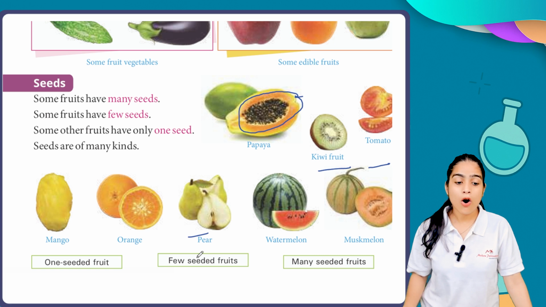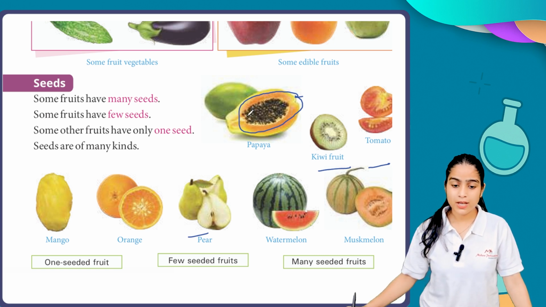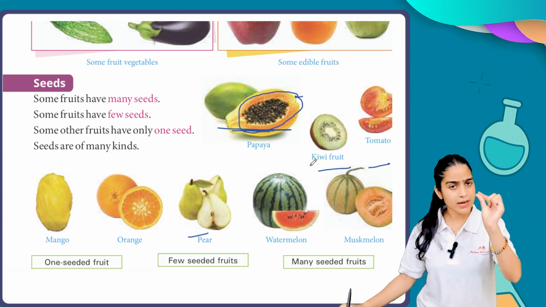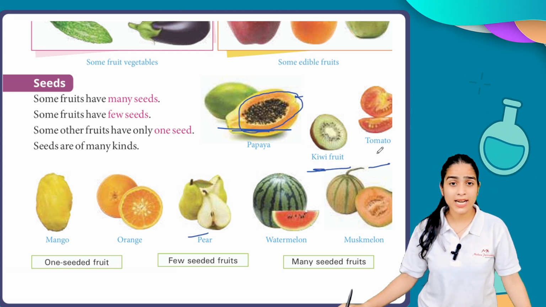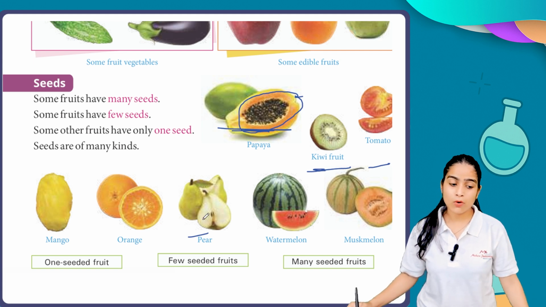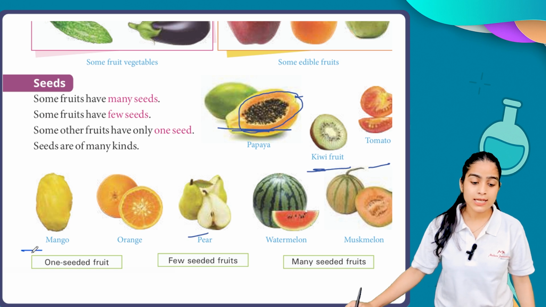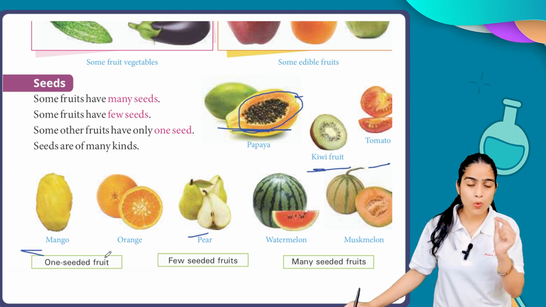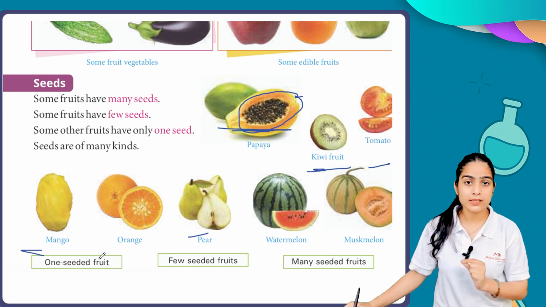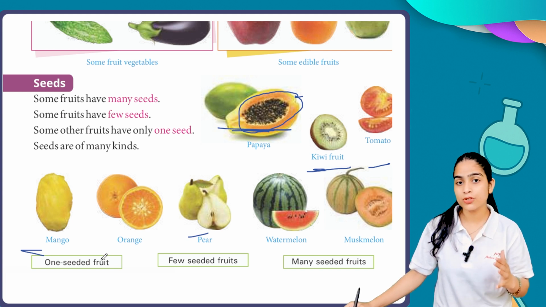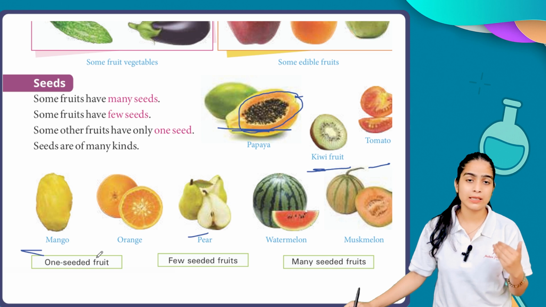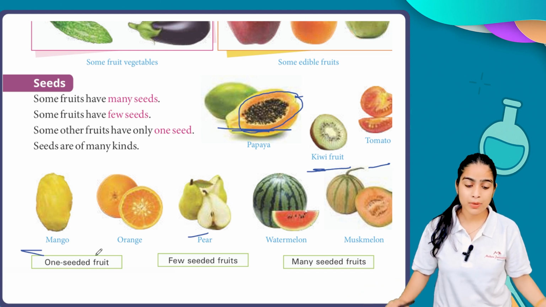Seeds are of many kinds. So we have different kinds of seeds. For example, in papaya we have round black seeds. In kiwi fruit we have flat black seeds. In tomato we have white and flat seeds. In mango we have only a big one, gutli we say, right? So that is your seed. In oranges we have a little bit oval shape, and white in color. So it means seeds also differ from each other by their color, by their size, and by their number as well.